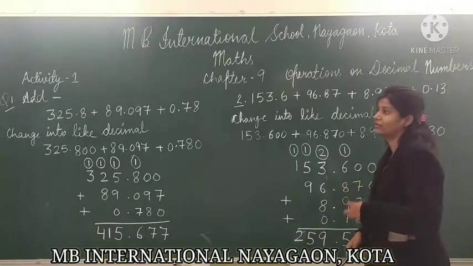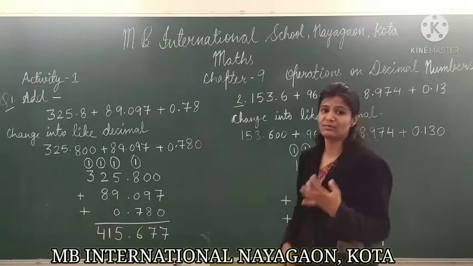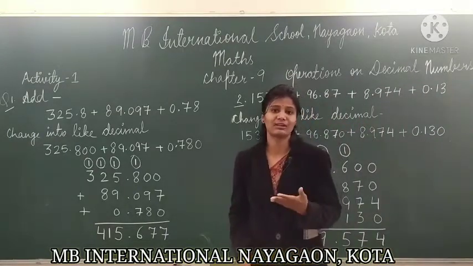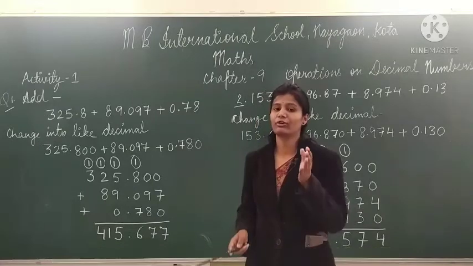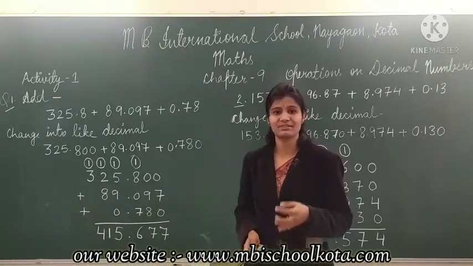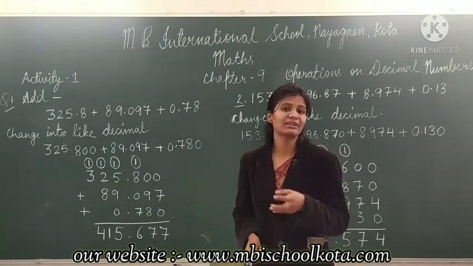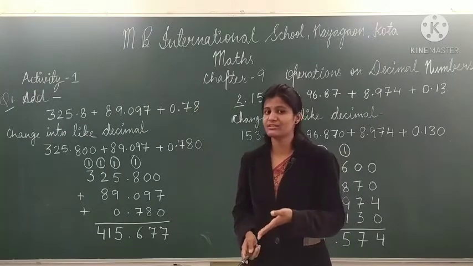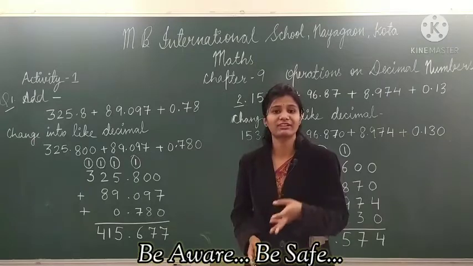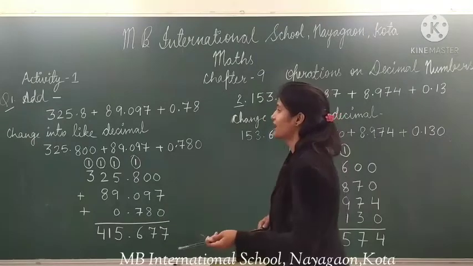In this chapter we will learn how to add the decimal number, how to subtract the decimal number. We are aware of what is like decimals or unlike decimals. हमें पता है like और unlike decimals क्या होते हैं. It means which have the same decimal places are called like decimals, or unlike decimals which have different decimal places. So let's start with the addition.